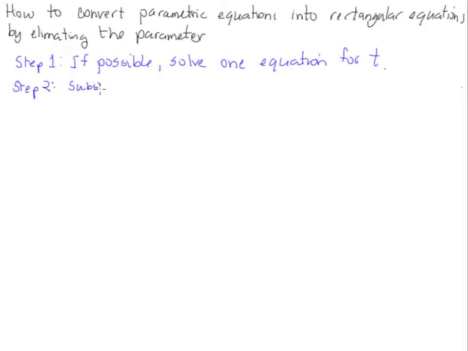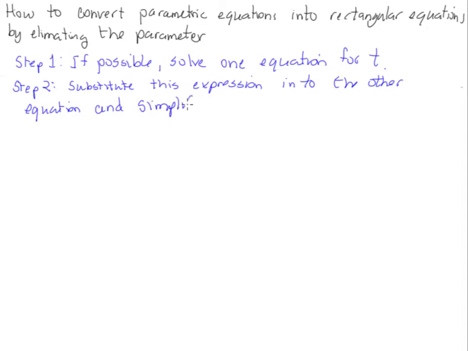Step 2, then you're going to go to your other equation that you did not use, and you're going to replace that expression, or substitute that expression, into the second equation and simplify, and you should have an equation in terms of x and y. Let's use that example 1 that we had on the last problem that we just finished graphing, and let's rewrite this parametric equation into a rectangular equation.